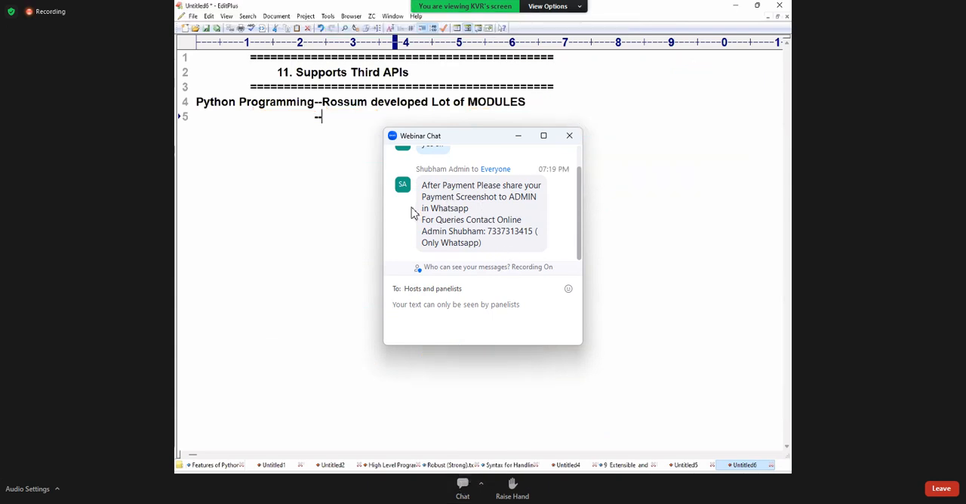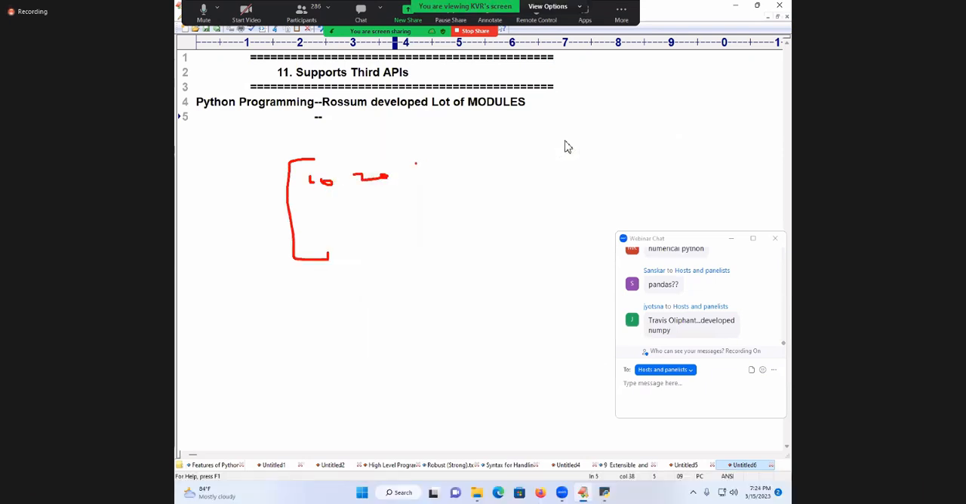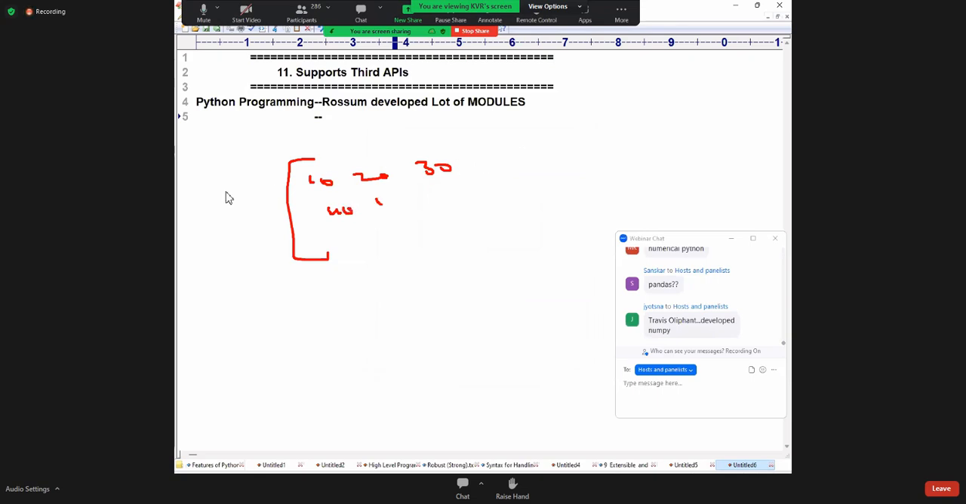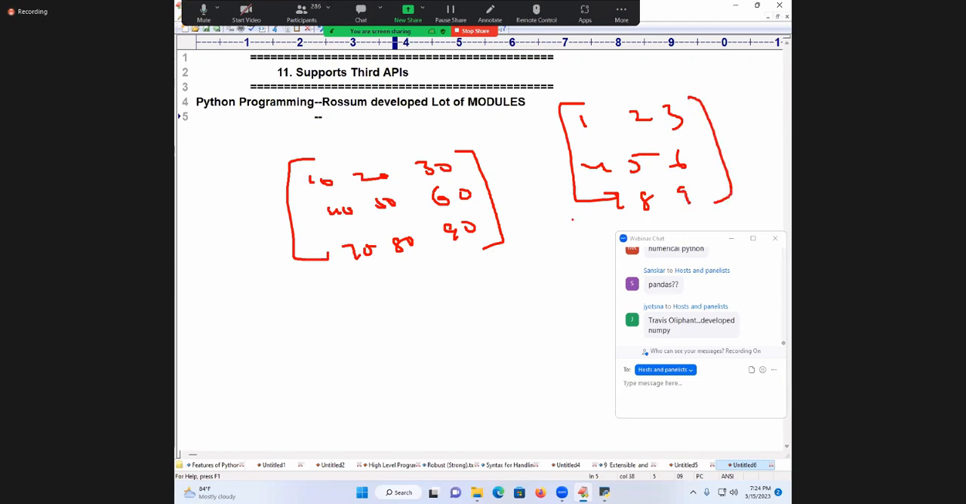One more thing I'm going to say. Look, students: 10, 20, 30, and then 40, 50, 60, 70, 80, 90. What is this called? Matrix. What is a matrix? A collection of rows and columns is called a matrix. Whose dimension is called what? 3 by 3. And there is one more matrix: 1, 2, 3, 4, 5, 6, 7, 8, 9. Right or not? This is called another matrix.